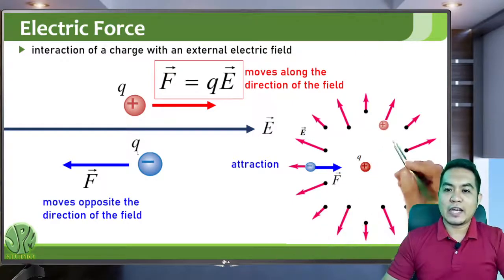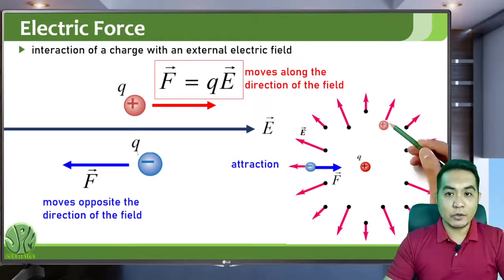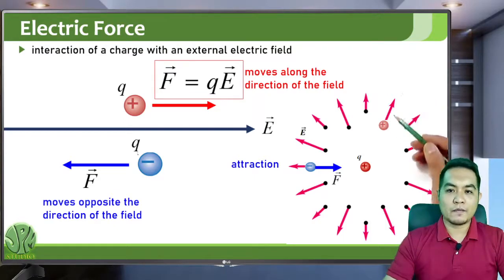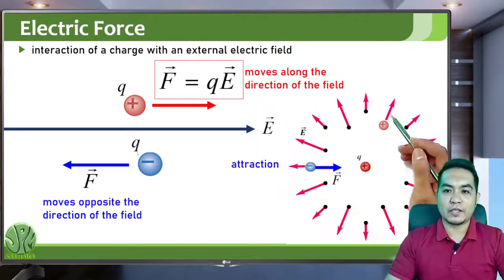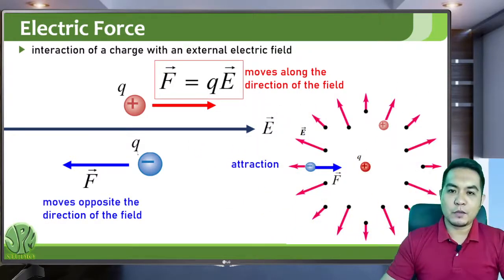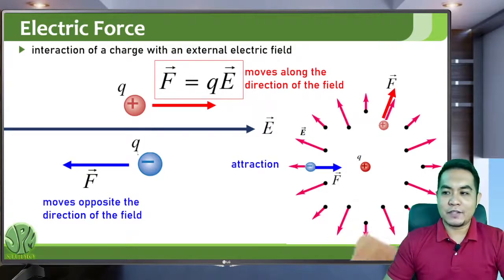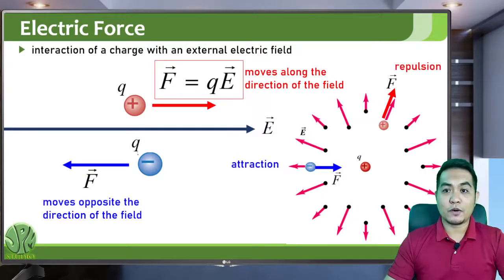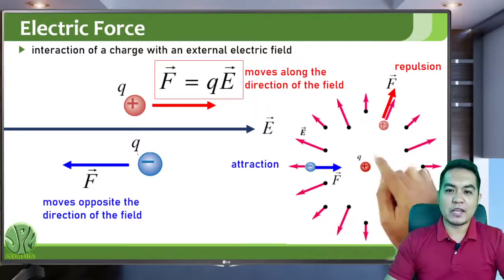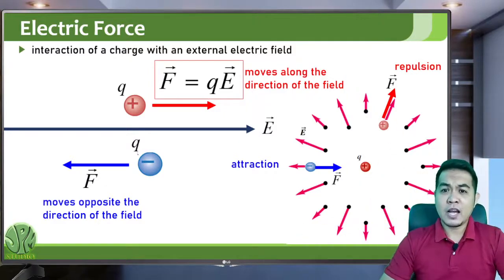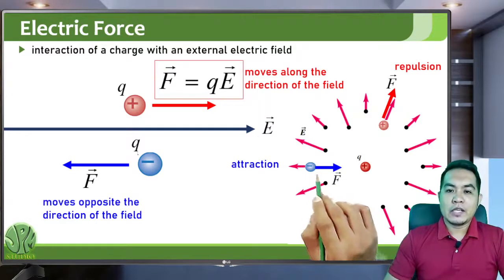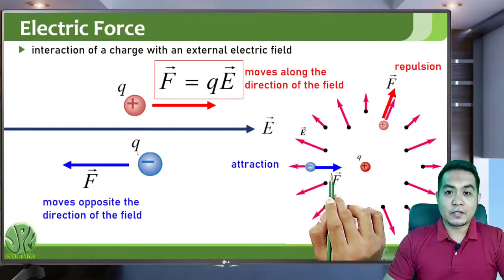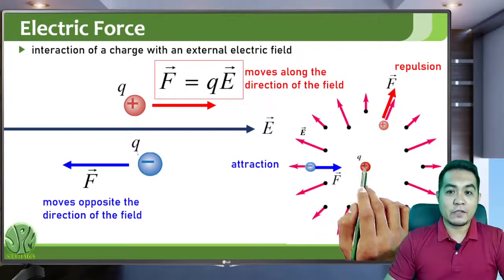So I know that the direction of the electric field at this point is towards quadrant 1. And since this is a positive charge, it moves along the direction of the field, so the direction of the force will also be in that direction. And this is basically the explanation for repulsion, why two positive charges repel. The same thing also happens with two negative charges. So this force here is the force exerted by the electric field of this charge.